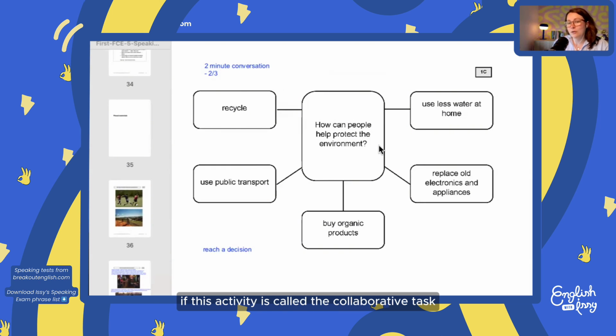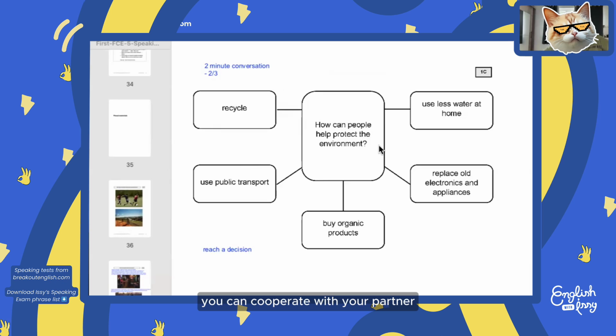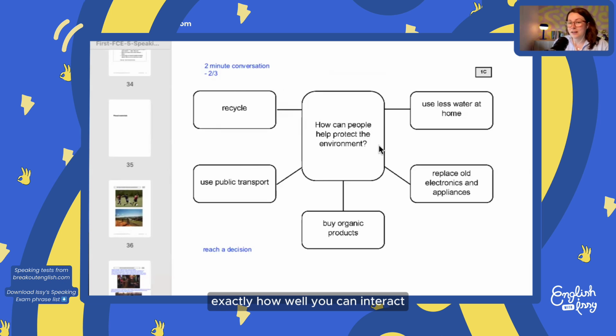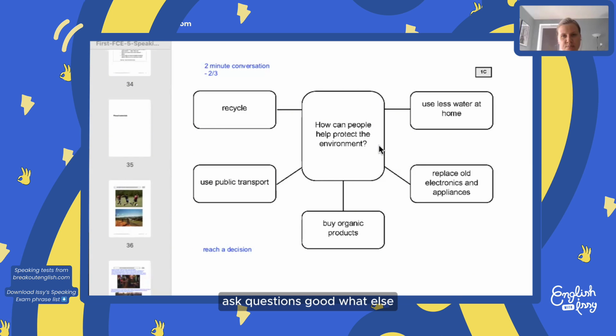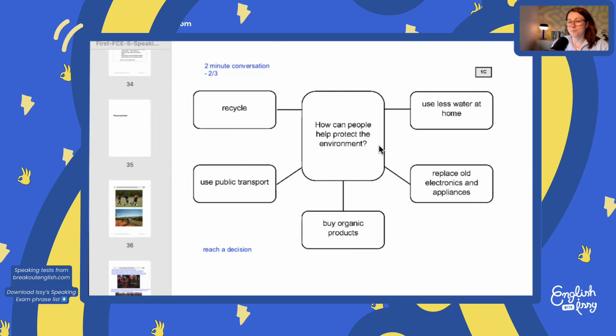The focus is on one thing really in this part of the exam. If this activity is called the collaborative task, what are they testing you on? If you can cooperate with your partner. Exactly. How well you can interact, cooperate, collaborate with your partner. How can we show the examiners we know how to interact with another human being in English? Ask questions. Good. What else?